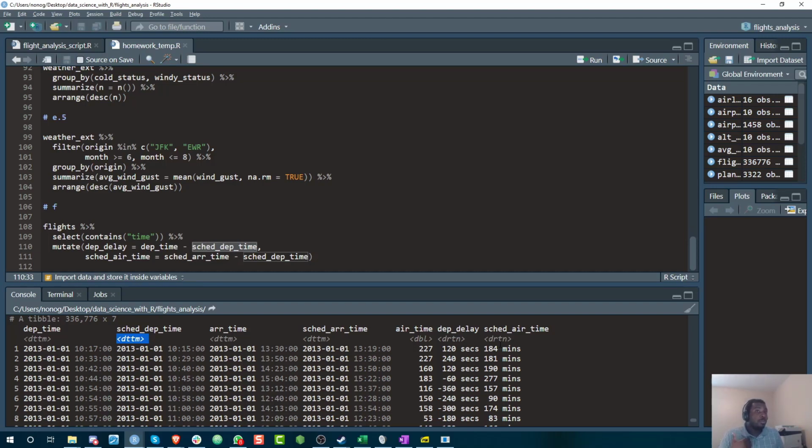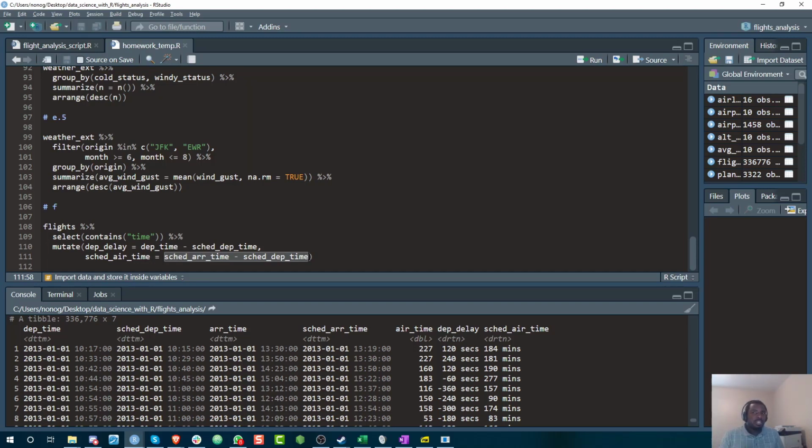And actually, when I taught you this, we kind of blindly turned it into numeric values with the as.numeric function, and then we divided it by 60, as though these values were in seconds, but they are not, as you can see.